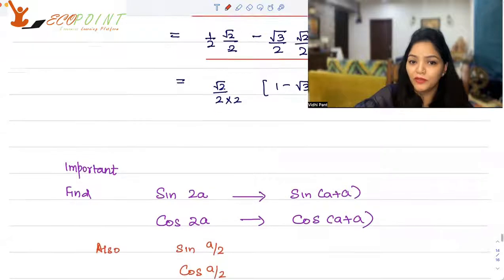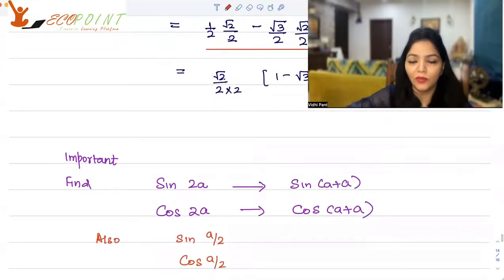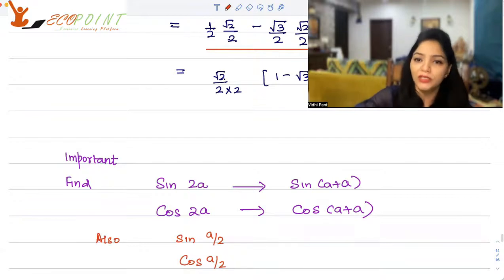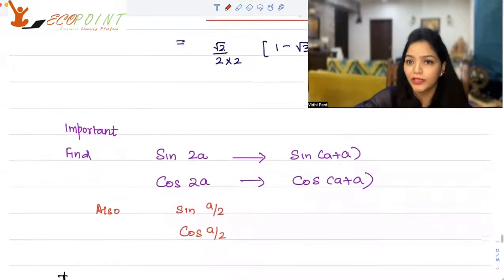What is important for you, and I'm giving you this as homework. I'm sure you must be working at your end. And as I said yesterday, please do at least a couple of questions around these concepts, because these are the basic concepts around which you could be asked questions. You should find out, using these identities, sine 2 theta, cos 2 theta, sine theta by 2, cos theta by 2. Please try to find out. These are also important identities.